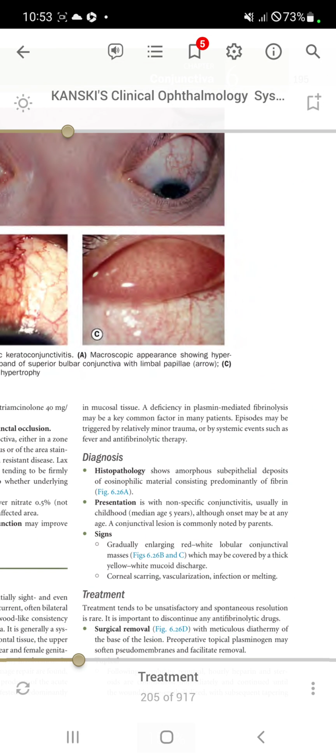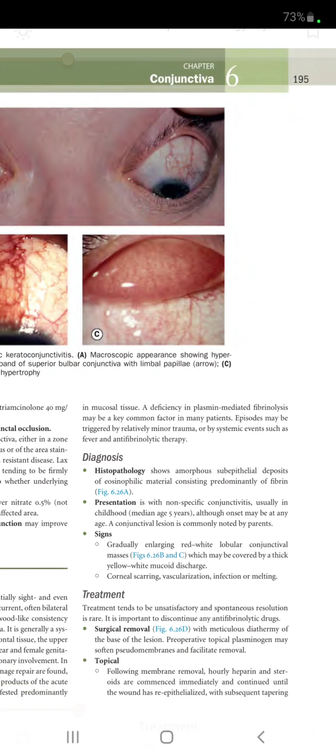Presentation is with non-specific conjunctivitis, usually in childhood, median age 5 years. Although onset may be at any age, a conjunctival lesion is commonly noted by parents. Gradually enlarging red-white lobular conjunctival mass, which may be covered by thick yellow-white mucoid discharge. So there will be a mass that is gradually enlarging, red-white, and there will be the mucoid discharge as well.